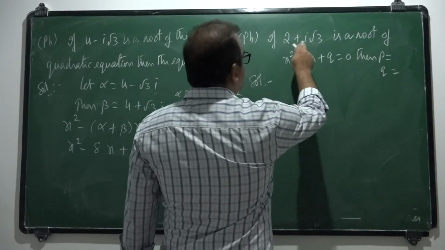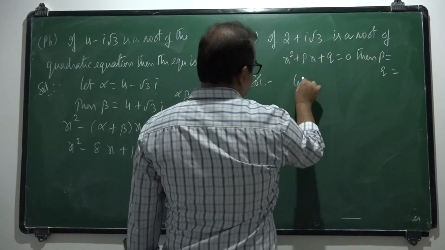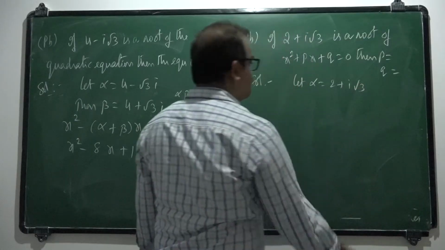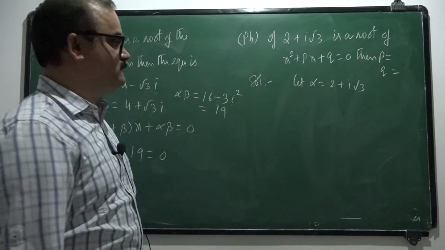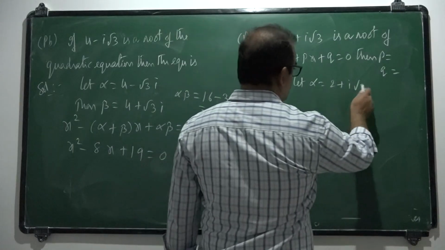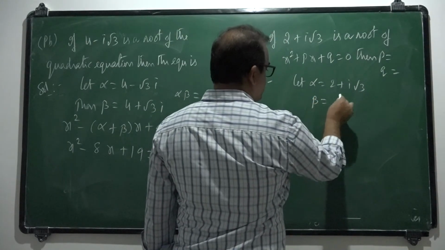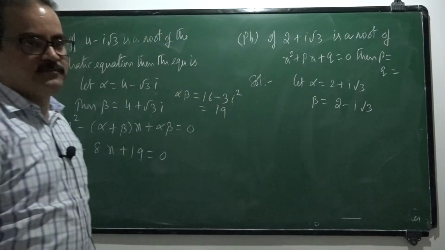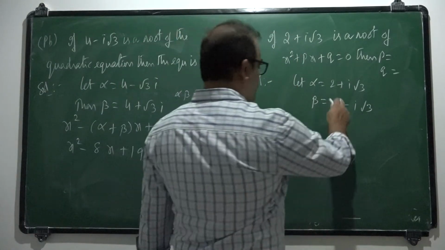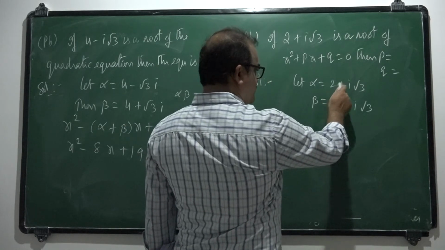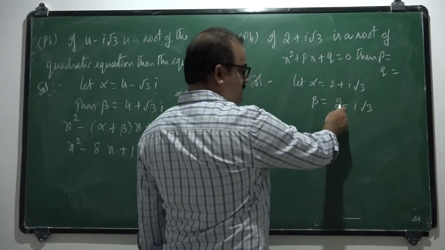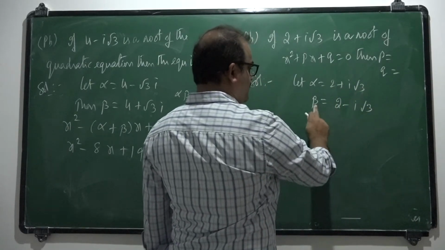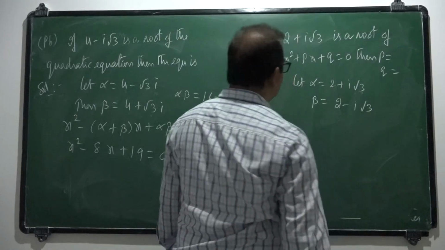What is the given root here? 2 plus i root 3. Let alpha is equal to 2 plus i root 3. Clearly that is a complex root. If 2 plus i root 3 is one root, then the other root is 2 minus i root 3. Why? It is a complex root. Complex roots are always conjugate. If a plus ib is one root, then the other root is a minus ib.